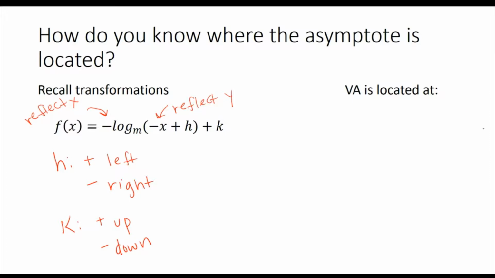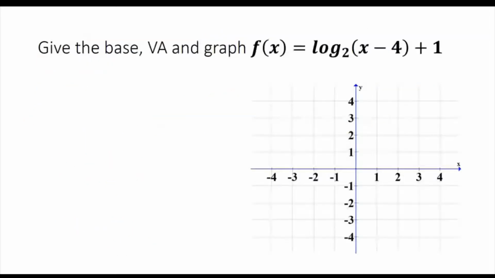The vertical asymptote, you take whatever is written inside your parentheses and set it equal to 0. I do not plan to give you a reflection over y ever, so your vertical asymptote will be x equals negative h. So that means change the sign of your h value. Let's do 3 examples here. We're going to have to graph them. So give the base, the vertical asymptote, and graph.